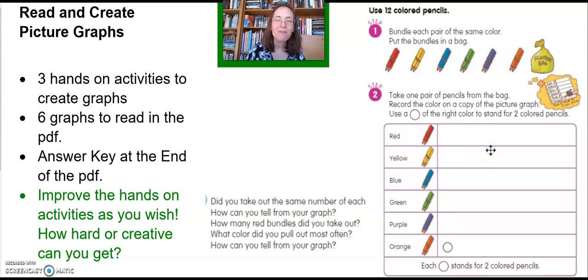So this week, play around with as many things as possible to interact with pictographs and creating them using tally marks. Save all of your work, because eventually they'll have a way for you to share it with me. We're just still working out some technological bugs.